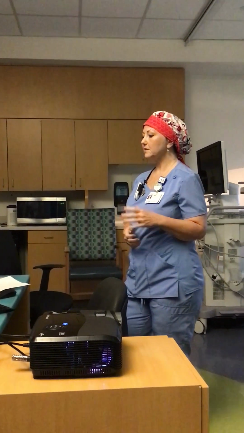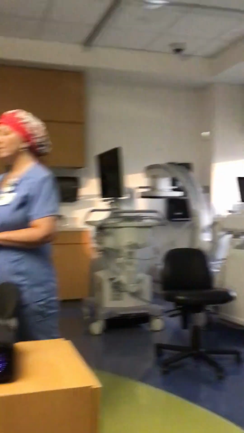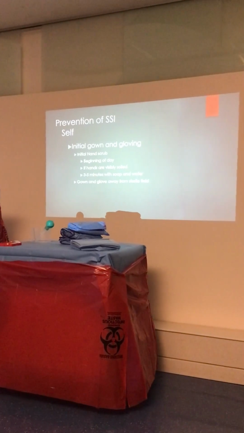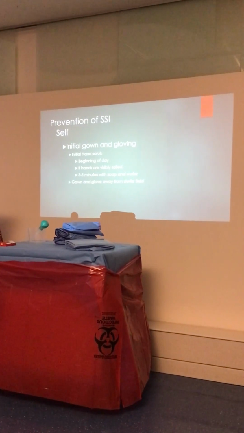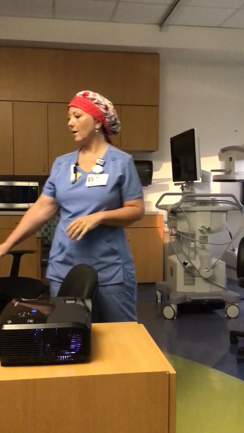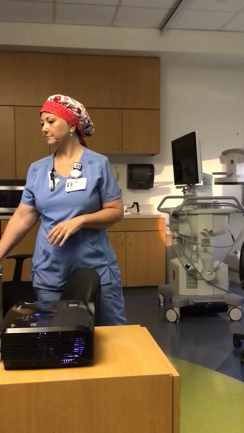For your initial gowning and gloving, we want to start our day with an initial hand scrub. That's a wet hand scrub at the beginning of the day, and if your hands are visibly soiled. And that needs to be done for 3 to 5 minutes with the soap and water prep solution. Gown and glove away from the sterile field.